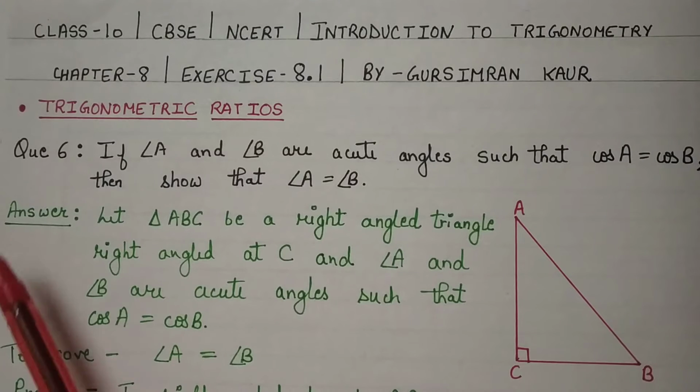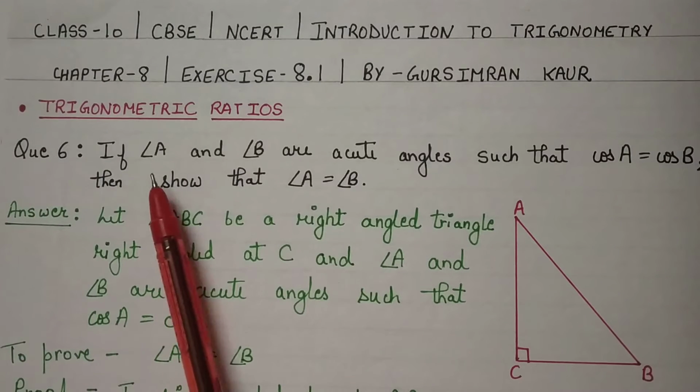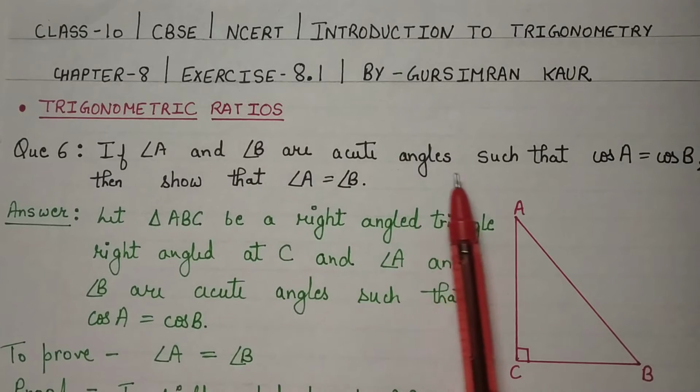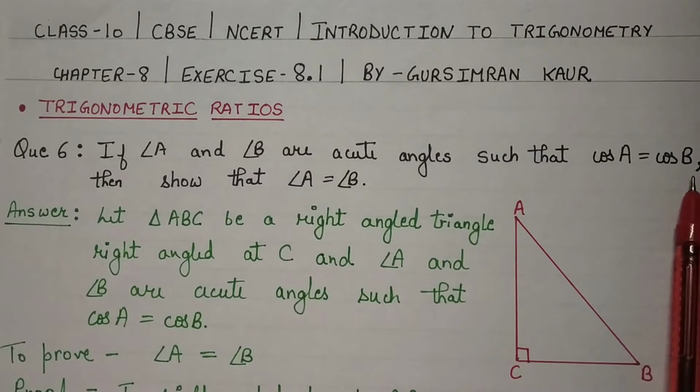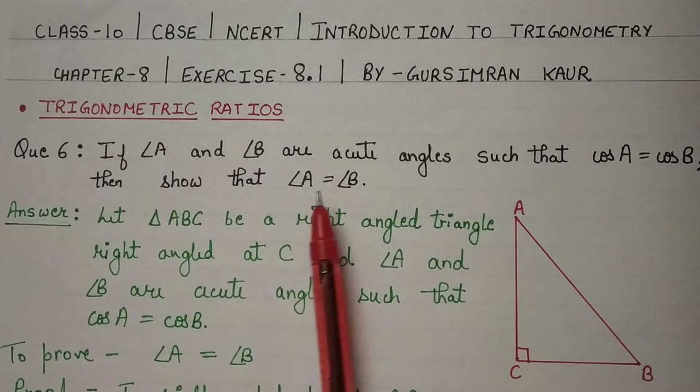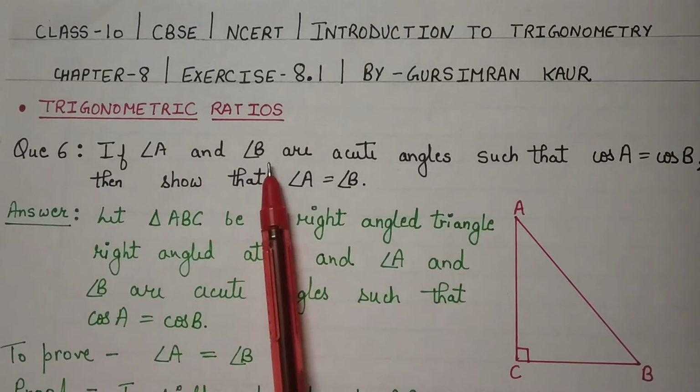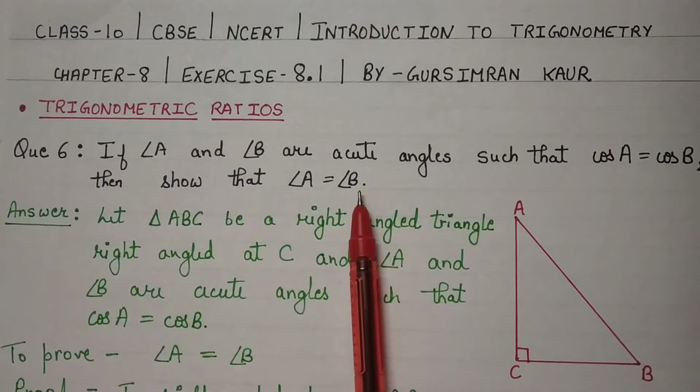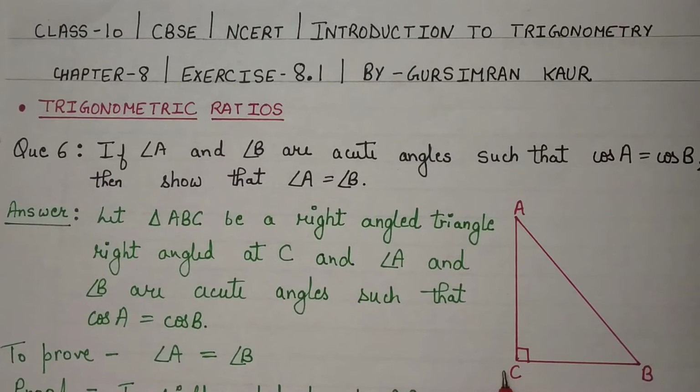Let's start. Question number 6. If angle A and angle B are acute angles such that cos A is equal to cos B, then show that angle A is equal to angle B. First, draw the figure. Angle A and angle B are acute, means I need to draw a right angle triangle in which two angles are acute. So I have taken A and B acute. What is acute? Less than 90 degrees.